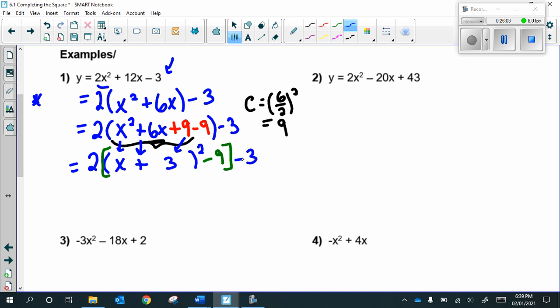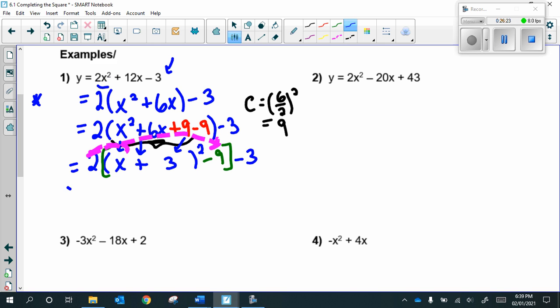So our next step, we need to get rid of these square brackets. How do we get rid of the square bracket? Well, we have to distribute the 2 to the first bracket, which is x plus 3 squared, and we have to multiply the negative 9 by 2 as well. So in order to get rid of those square brackets, we need to multiply both terms by 2.